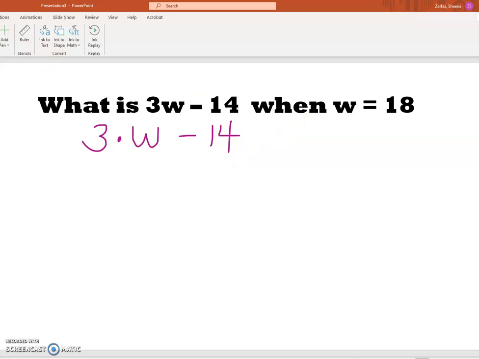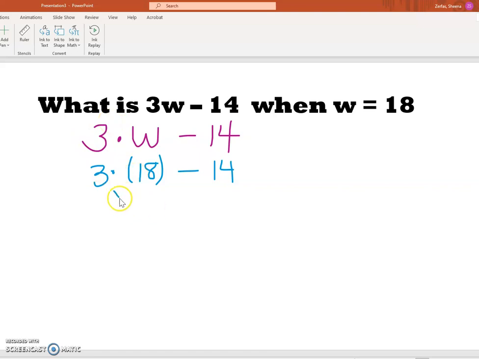When I go to replace my w, I am not changing anything else about the problem. So underneath the original problem, where I see a w, I'll put that 18. And I'm going to keep everything else about this the same. So 14, the constant, can't change even though w is now given to us. And 3, the coefficient, is still 3.